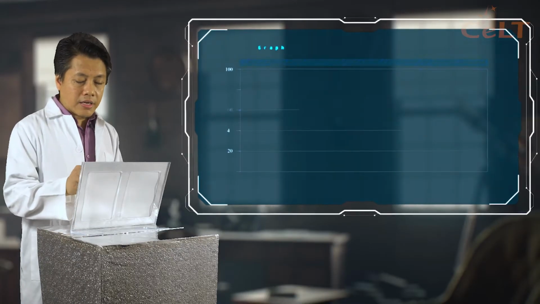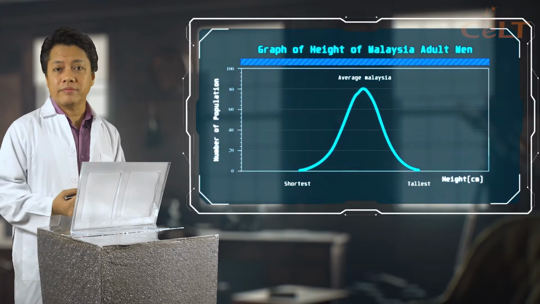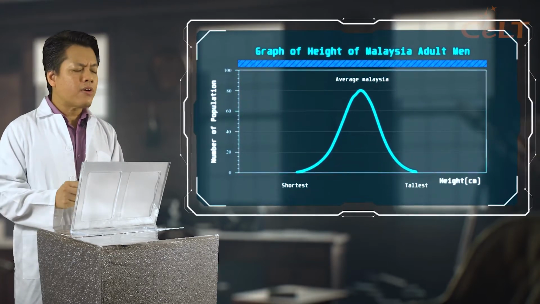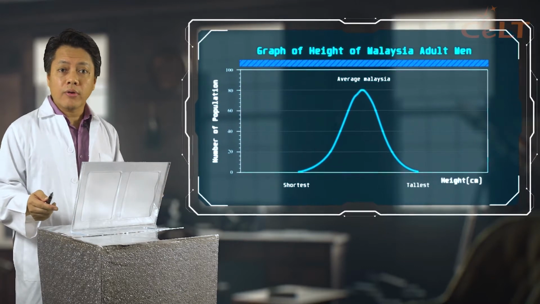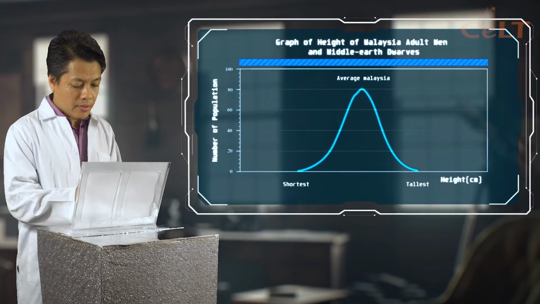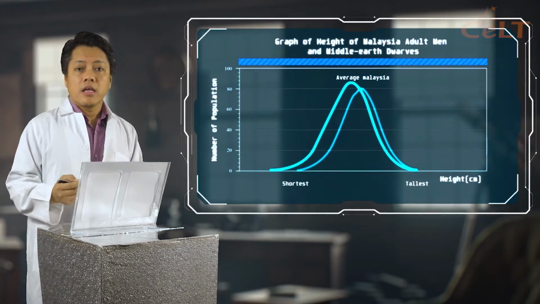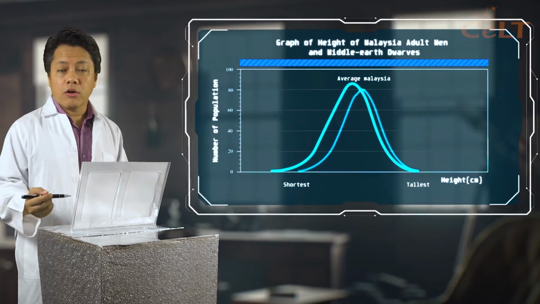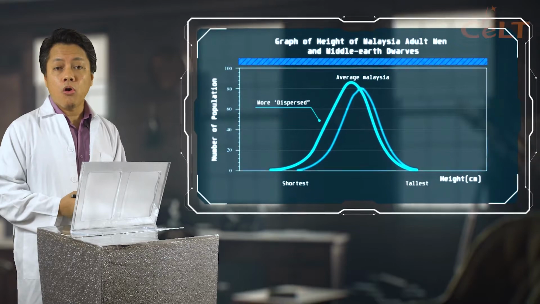Now, this is the graph that I used to depict the statistics of heights of Malaysian adult men. So if for whatever odd reason I want to add the heights of the dwarfs from Middle Earth, if you remember Lord of the Rings, then the bell curve will probably look like this. The curve has become more spread, or in statistical language, we say the curve has become more dispersed. This is to give you a graphical representation of the measure of dispersion.